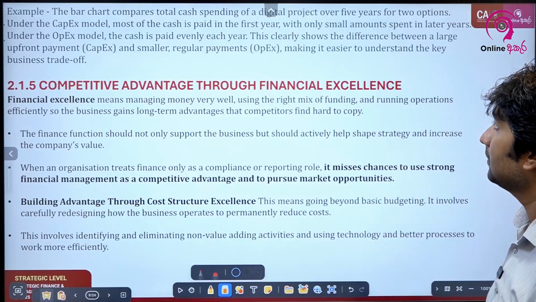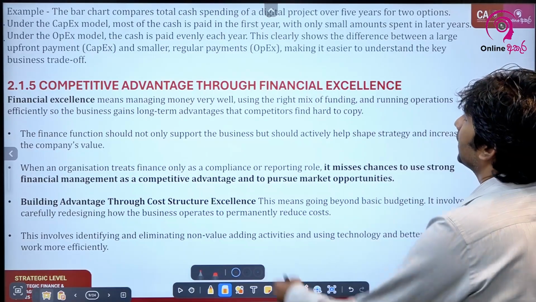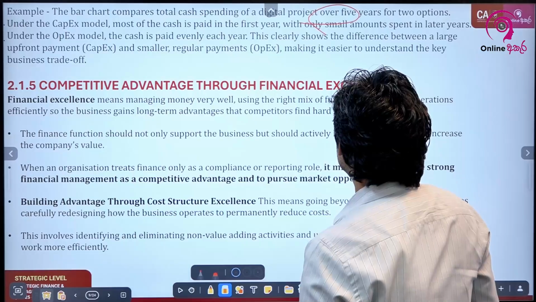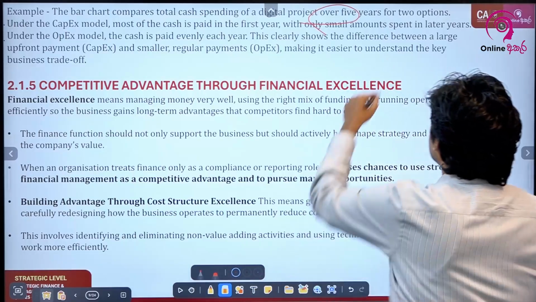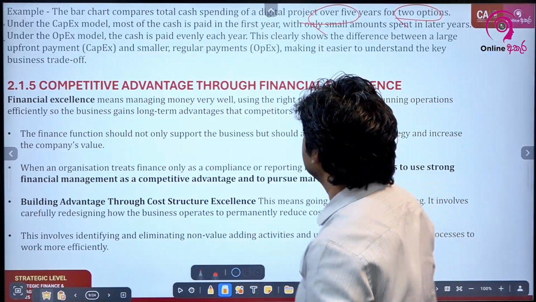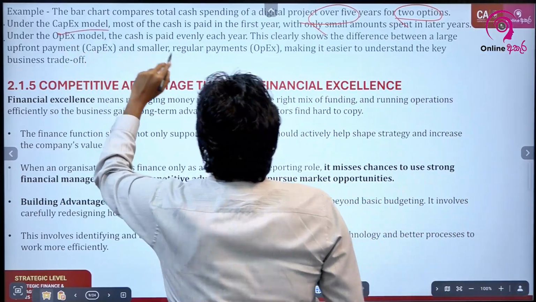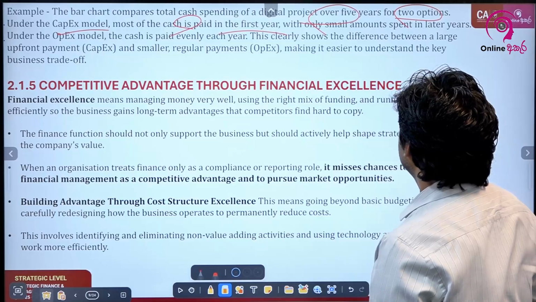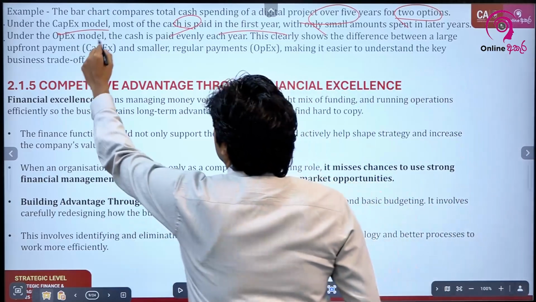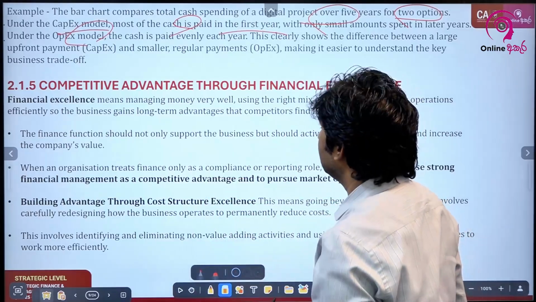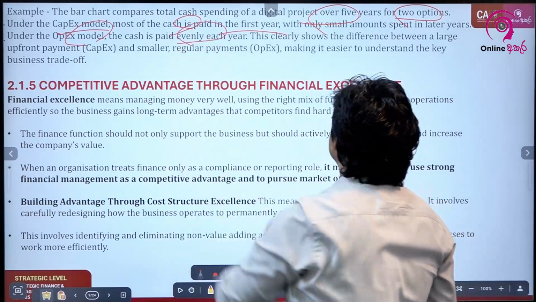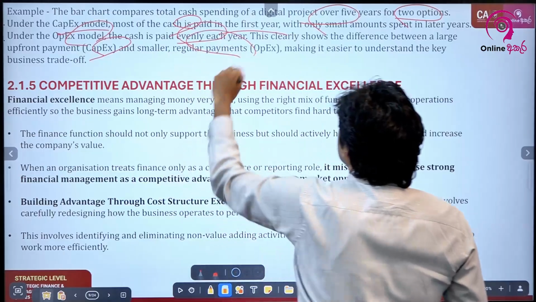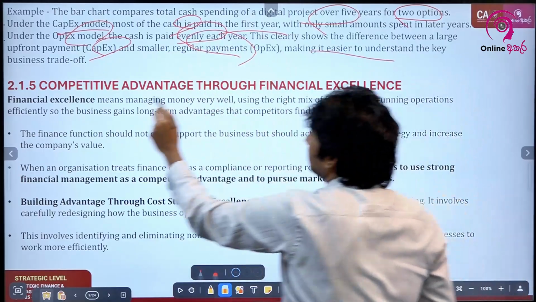An example is given. When you look at the total cash spending of a digital project over 5 years, you have done two separate analyses for the digital project. Under the capex model, most of the cash gets paid in the first year, with small amounts spent in later years. Under the OPEX, or operational expenditure model, cash is paid evenly. So this clearly shows the difference between a large upfront payment versus smaller regular payments, making it easier to understand the key business trade-off.